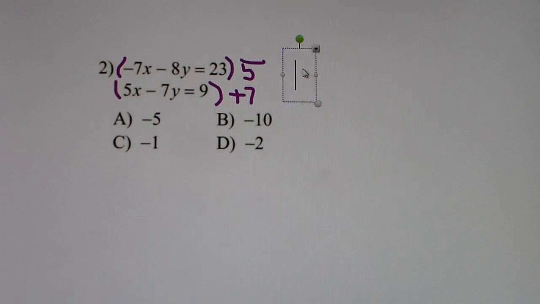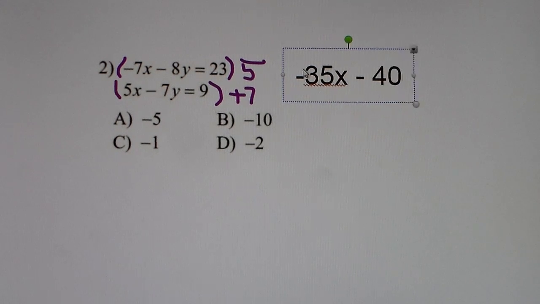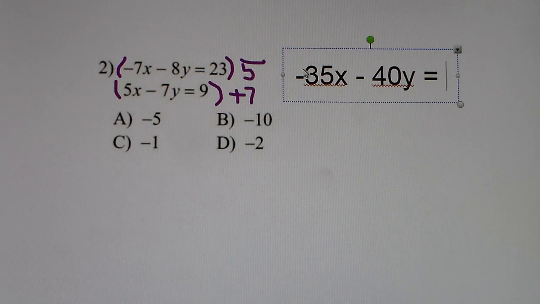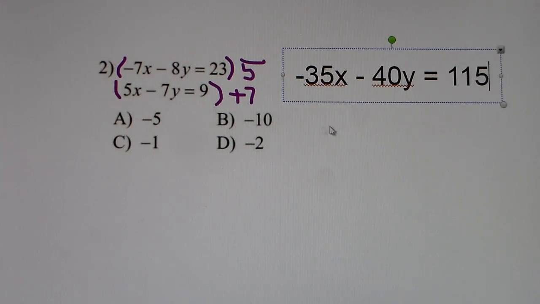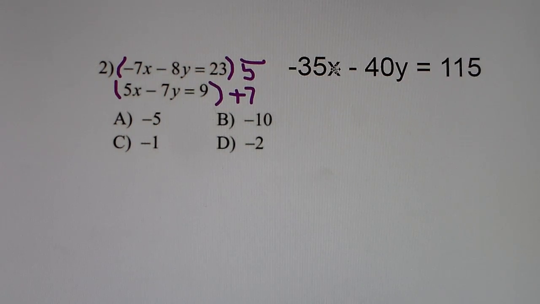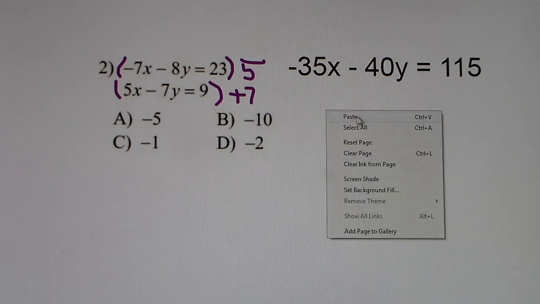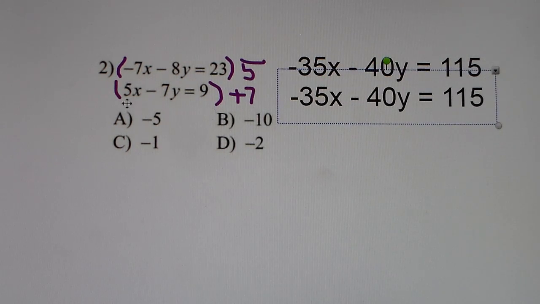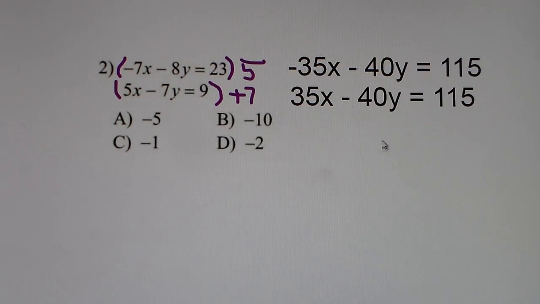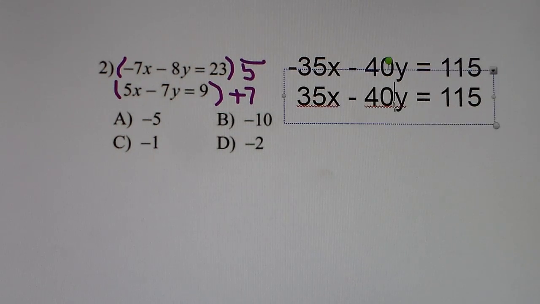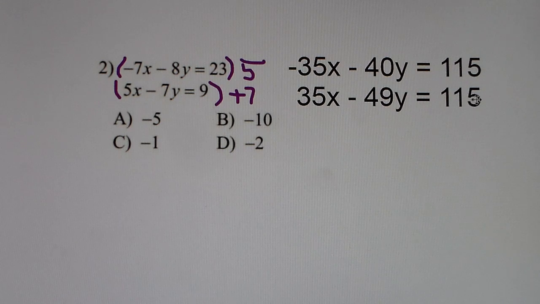Negative 7 times 5 gets you negative 35x. Minus 40y equals 5 times 23, which gets you 115. Five times 7 gets you positive 35x. Negative 7 times positive 7 is negative 49y. And 9 times 7, that's going to be 63.